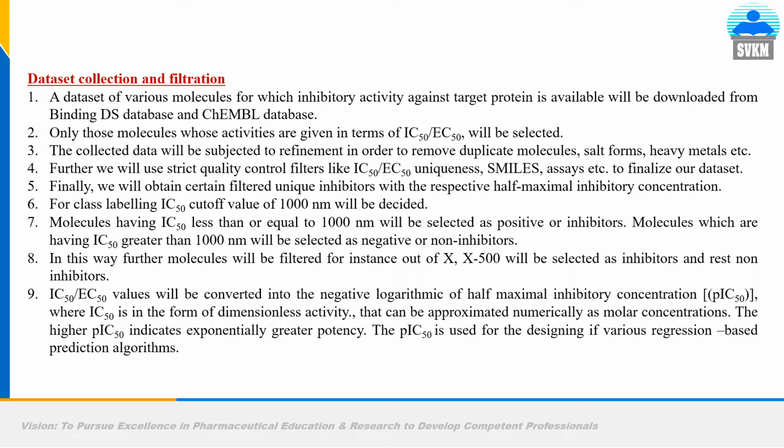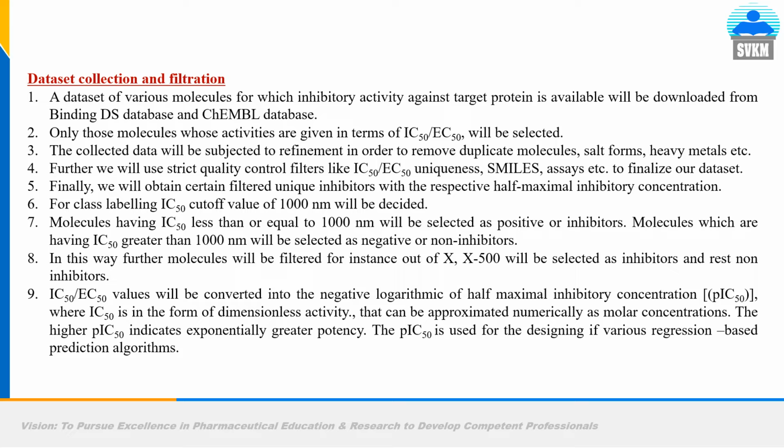If you only show positive molecules, then how will a machine learning or deep learning model learn to discard or to identify negative values or unwanted labels or unwanted compounds? In this way, further molecules will be filtered, for instance, out of x minus 500. So you will keep on eliminating unwanted molecules using various filtration or eliminating criteria.